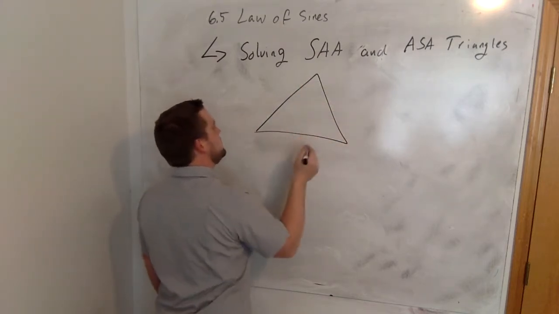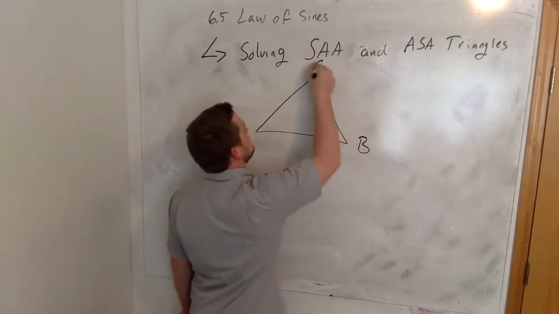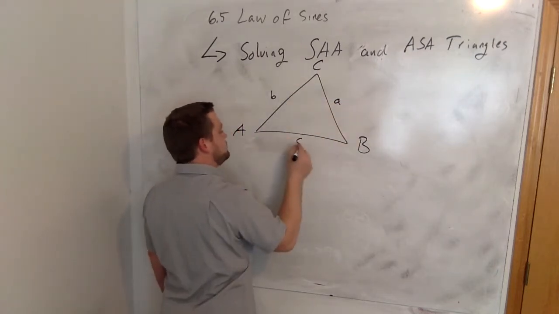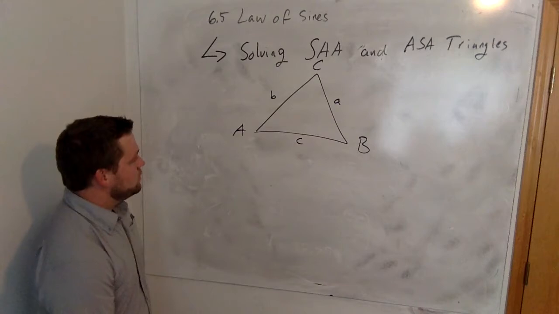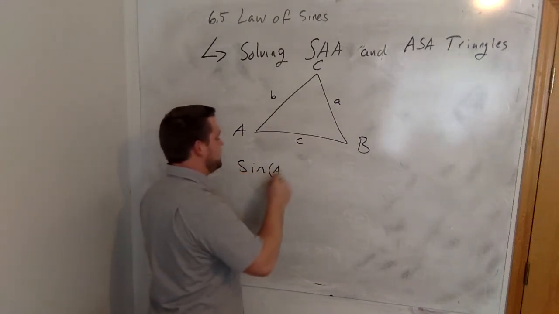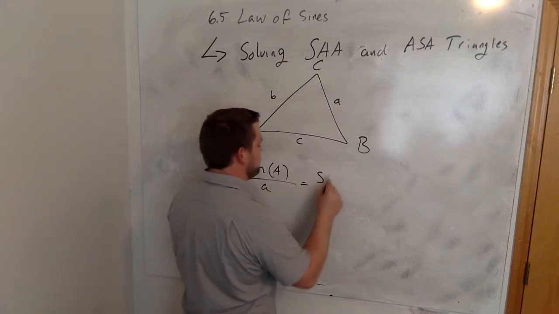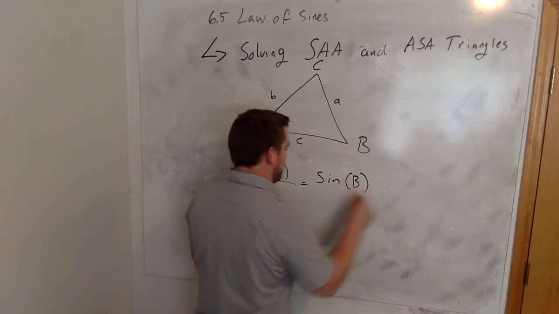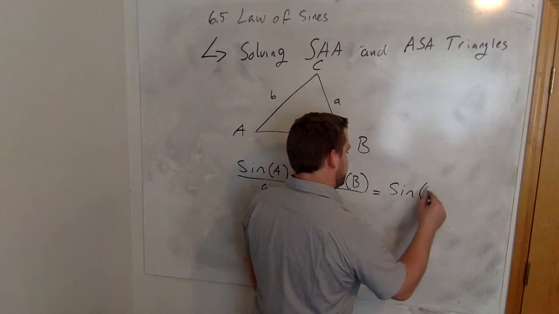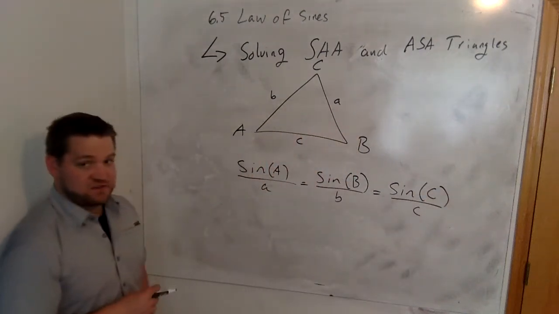So given any triangle, this is angle A, this is angle B, and this is angle C. This would be side length A, this would be side length B, this would be side length C. What we discovered is that if we take the ratio of the sine of an angle over its opposite side, that'll be equal to the ratio of the sine of another angle over its opposite side, which will be equal to the sine of the third angle over its opposite side. This is what the law of sines says.